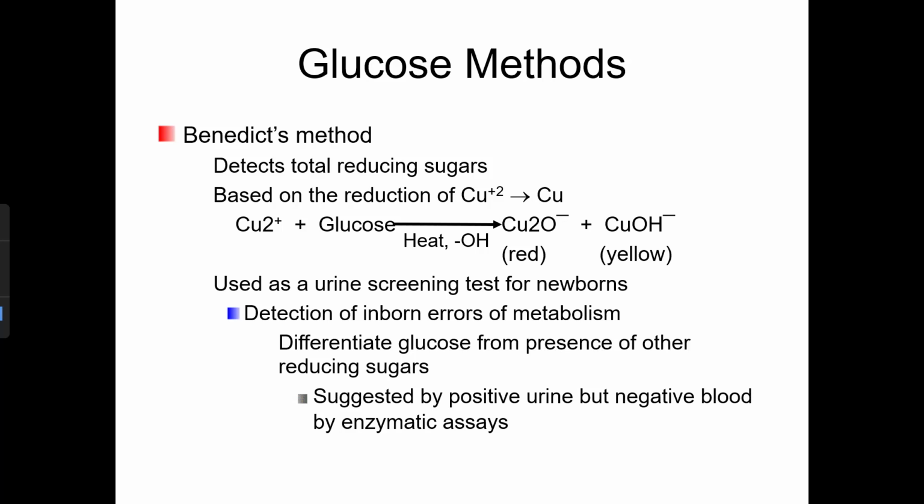The Benedict's method is a spectrophotometric assay, so that once it's reduced, it produces either a red or a yellow color, so it changes color, and that can be detected by a spectrophotometer.